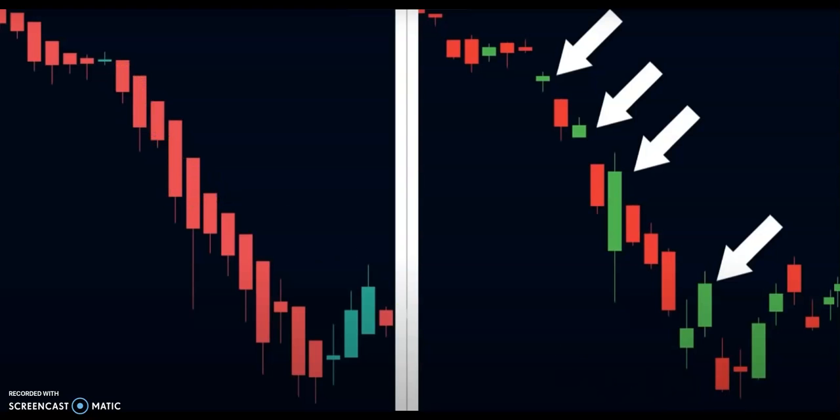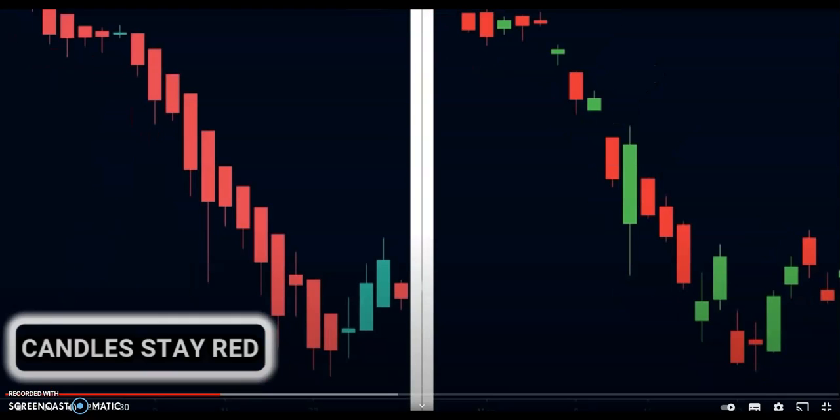Notice here the arrows on the right on a normal chart, you've got a green. You don't get that on the Heiken Ashi. What the Heiken Ashi does is remove all the noise, so you get a much better chart. The other thing to note is that in this particular downtrend, you can see that the candles stay red, unlike a normal chart.